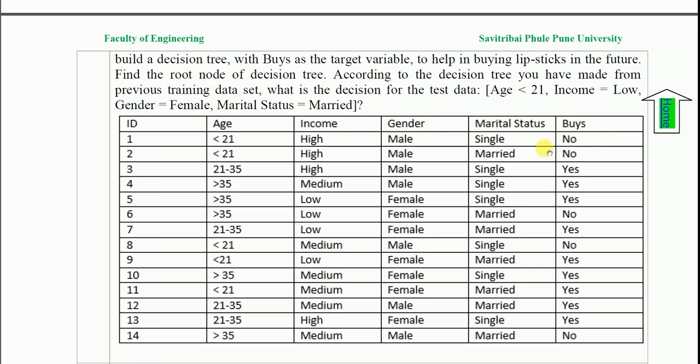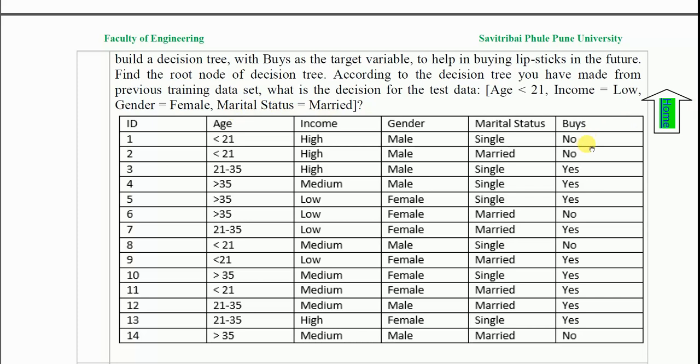Why? Because based on these four features, the age, income, gender, and marital status, we will be able to predict whether a person buys that product or not. In our case, it is a cosmetic product. Once we train our model with this data, we have to predict whether or not a person with these features, age less than 21, income equal to low, gender female, marital status married, will buy the product or not. So it will be yes or no.